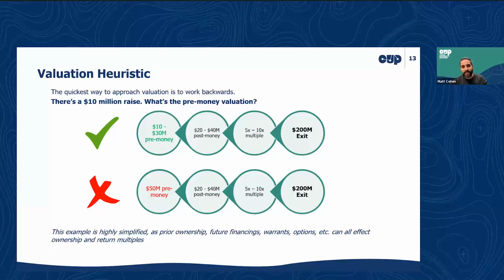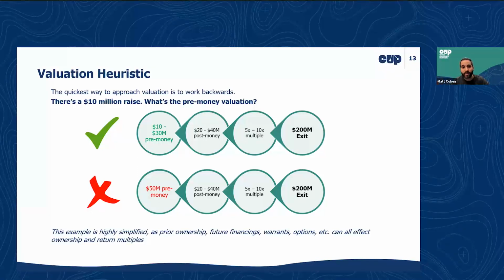So 5 to 10x tends to be the typical heuristic that investors would use for that. And just to caveat this, this is a highly simplified example, because things like prior ownership and future financings would dilute the investor here and make it harder for them to achieve their 5 to 10x. Other things like additional options being added to the option pool can all affect ownership and return multiples. So again, it's a heuristic, it's highly simplified, but it's one way to think about valuation.